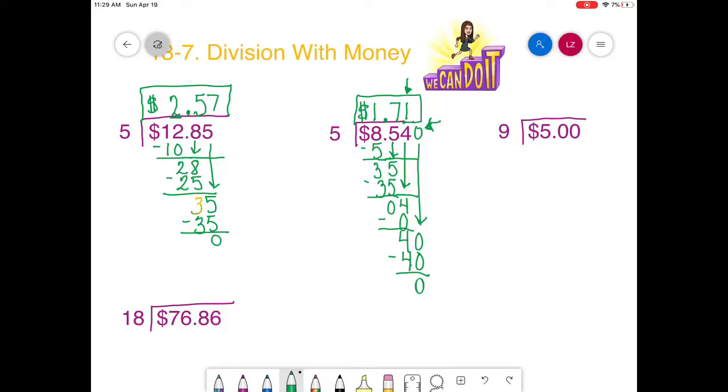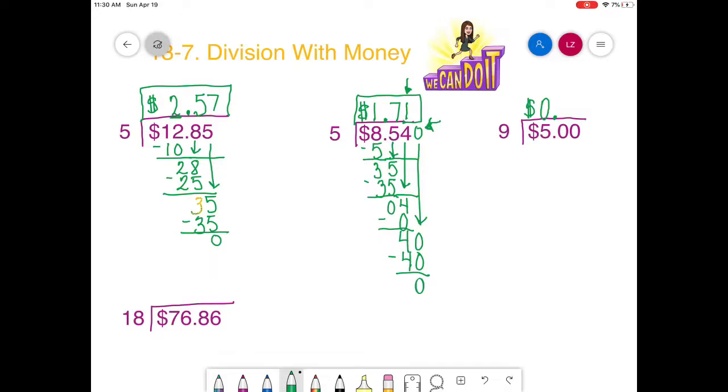Okay, let's move on. So that is the extra thing for that problem. But let's go on over here to $5 divided by 9. First thing is, what are we going to do first? Yes. We are going to put our dollar sign and decimal point in. 9 goes into 5 how many times? 0. We have to put that 0 in there because we have to have something in the dollar amount. You can't just leave it blank.